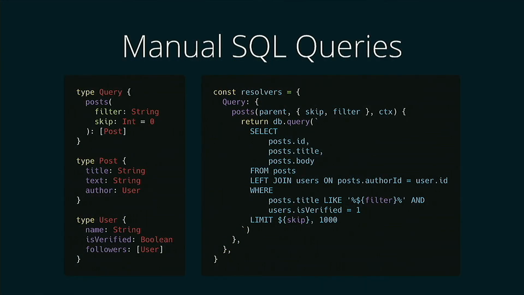So from our previous GraphQL schema example here, we've slightly extended that. For the posts, we added two arguments, filter and skip.